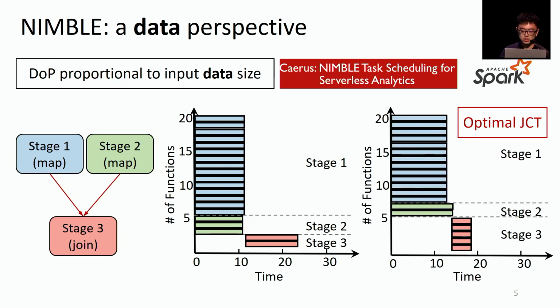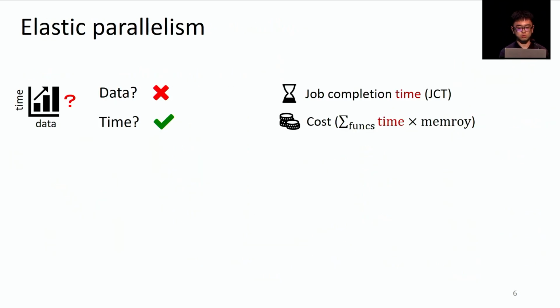However, for serverless computing, here we need to optimize this case by considering the data dependencies. Specifically, we need to increase the parallelism of stage 3 and decrease that of the other 2 stages to gain optimal JCT. In addition to not considering data dependencies, the data-based method also suffers when the execution time is not proportional to the input data size. Now let's revisit serverless performance goals.